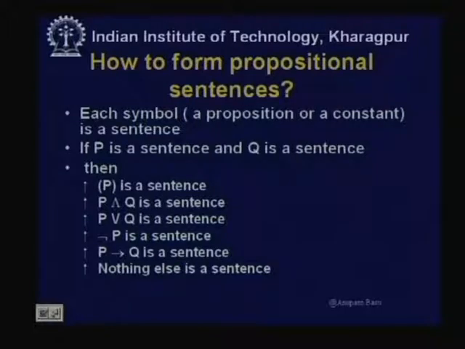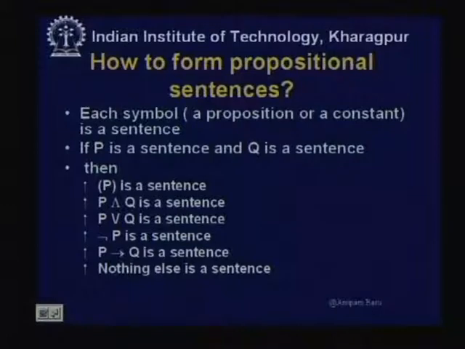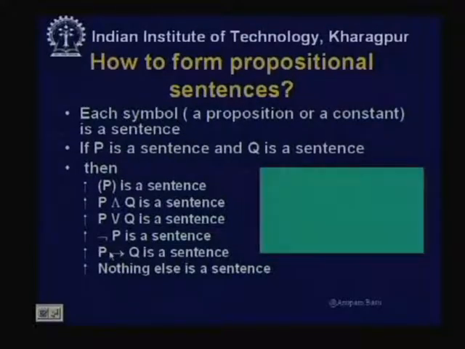Now, this is very important: in order to qualify as a valid propositional sentence, whatever statement I formed, say P is a sentence and Q is a sentence, I can comply only in these allowed ways. Either I bracket them in a parenthesis, then it is still a valid sentence. P and Q will be a sentence. P or Q will also be a sentence. Not P is a sentence. P implies Q is a sentence, and nothing else is a sentence.